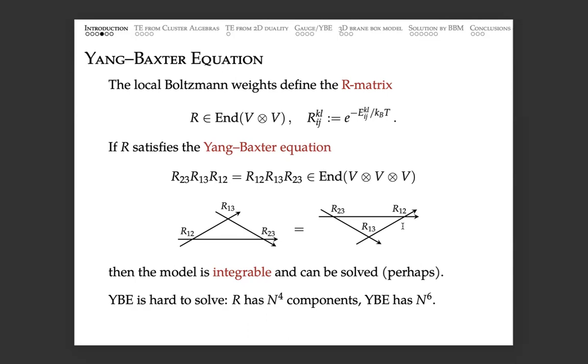But the thing is, the Yang-Baxter equation is hard to solve because this is a very, very over-constrained system of equations. So R has n to the 4th components because you have 4 indices. Okay, but the Yang-Baxter equation actually has n to the 6th components, so it's highly over-constrained. Nevertheless, there are interesting solutions and associated quantum groups and everything. And so, it's a very big field. Okay, so this is about 2 dimensions. Now, what about 3 dimensions?